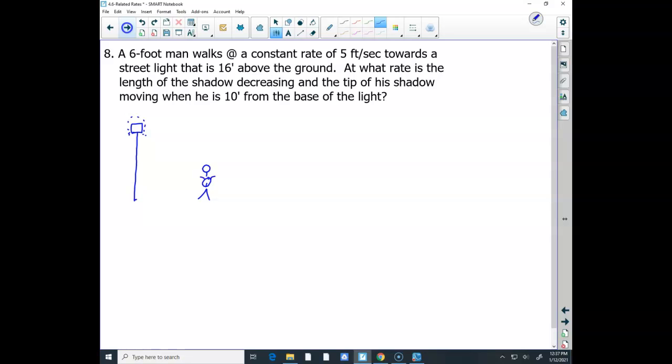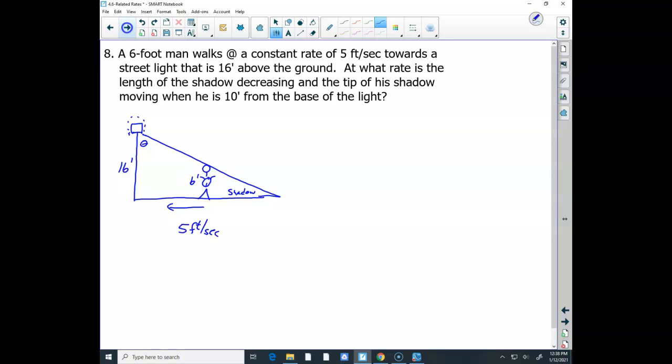He's walking on the ground, except he's walking towards the light. And obviously, because it's dark, this is going to cast a shadow here. So here's my shadow, right? And as he moves toward the light, this angle theta up here changes the length of the shadow, doesn't it? So a 6-foot man, this dude is 6 feet tall, and this is a 16-foot street light. And the man is walking this way at 5 feet per second.